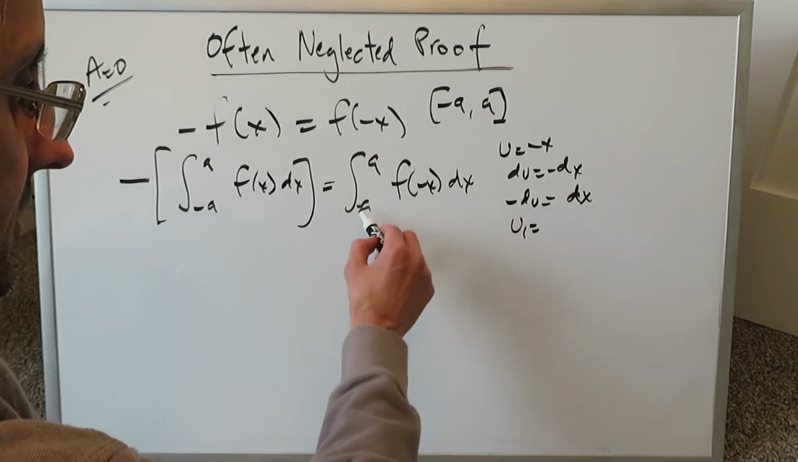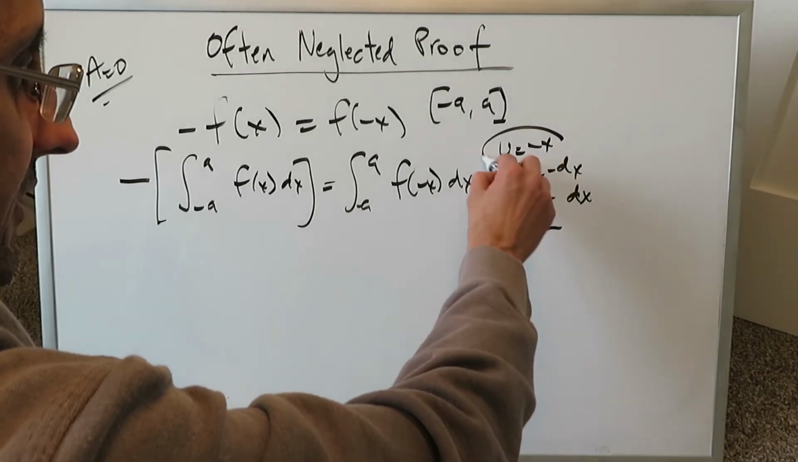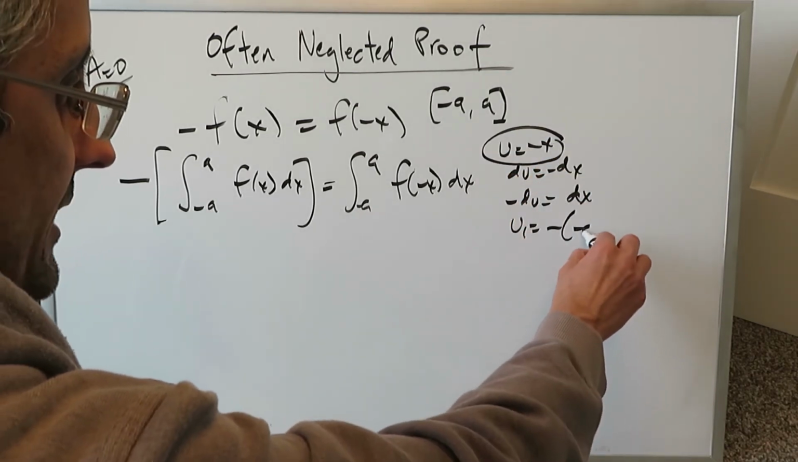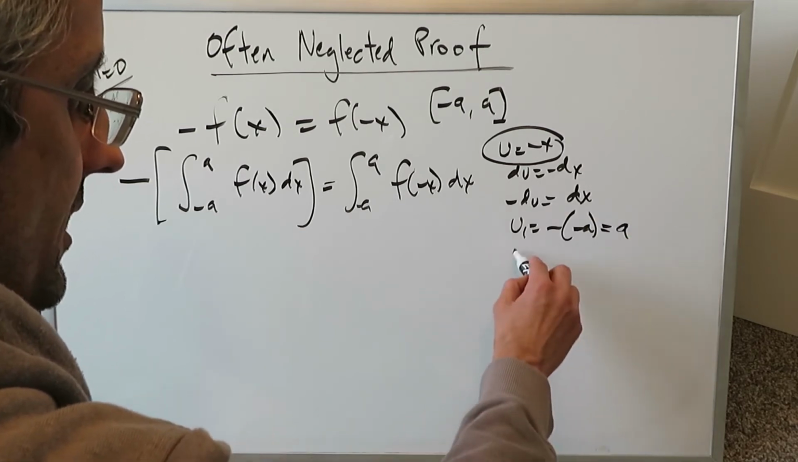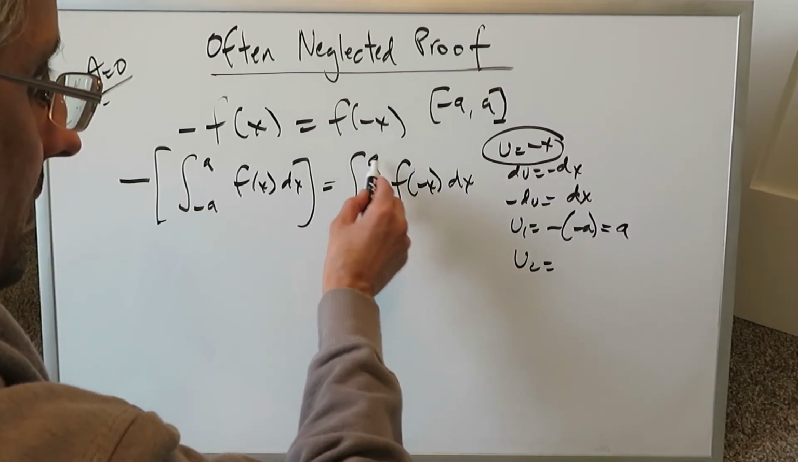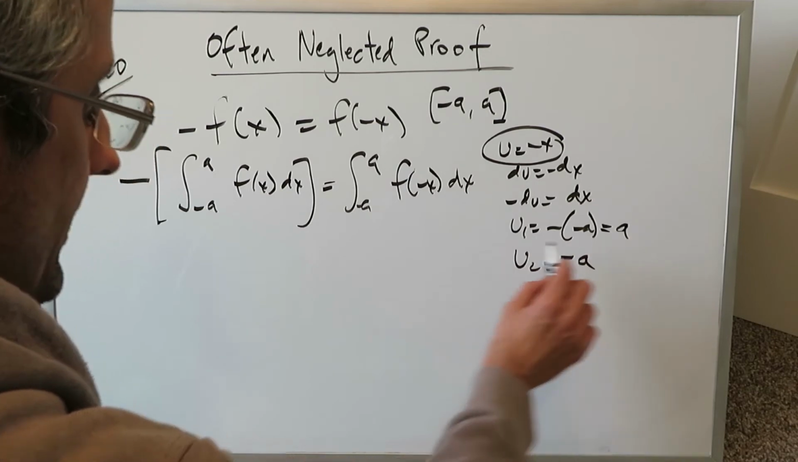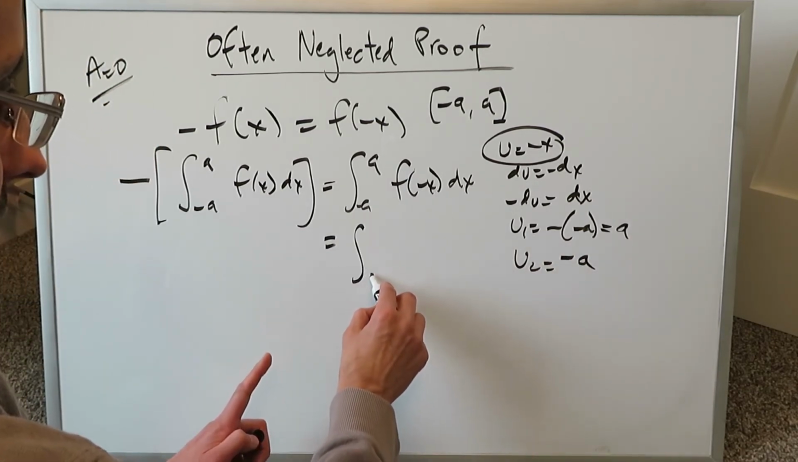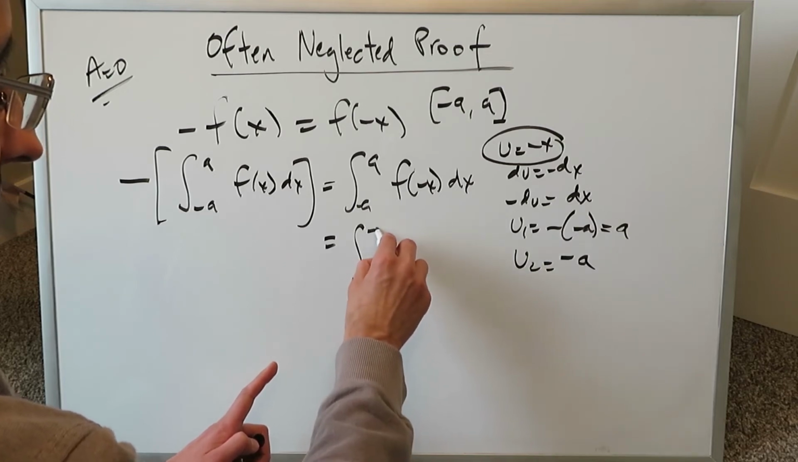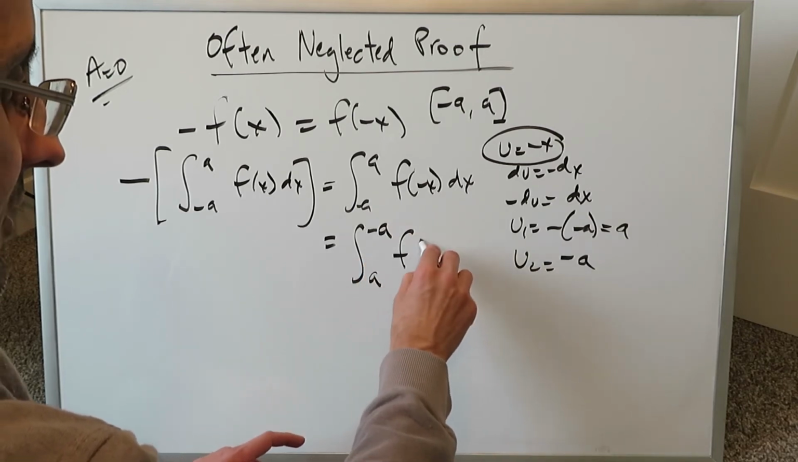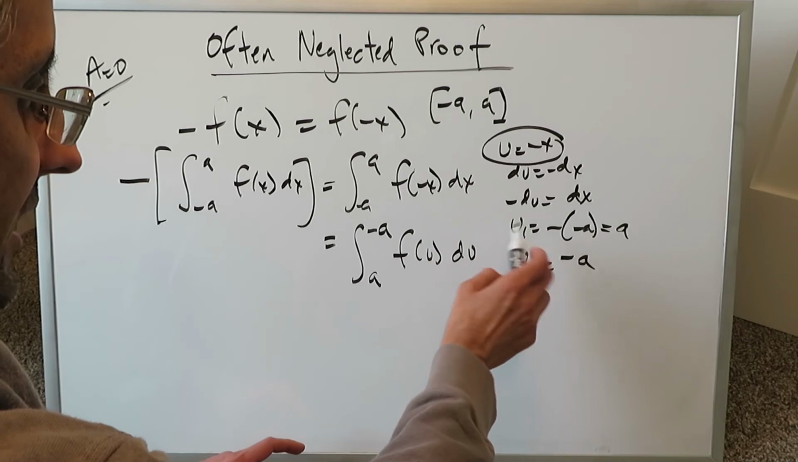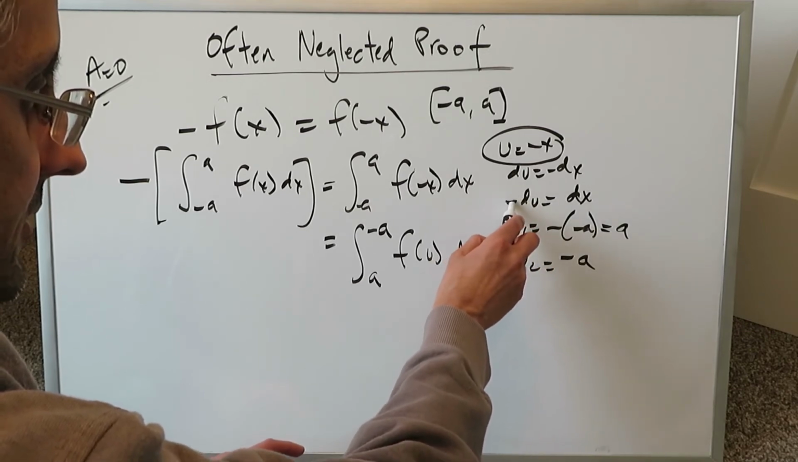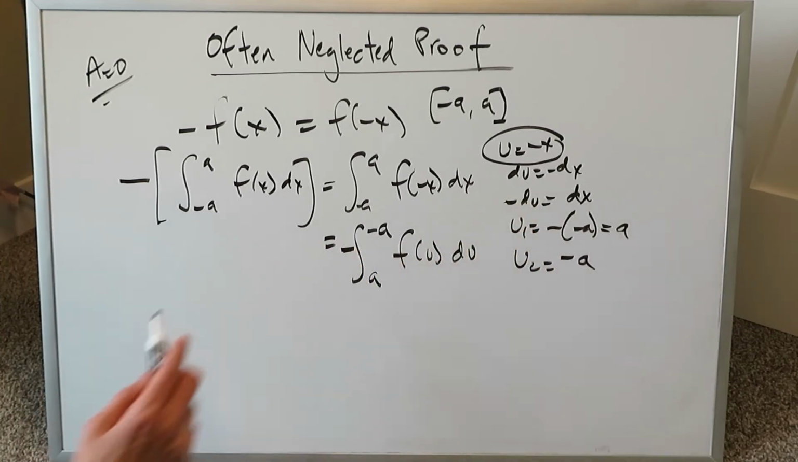u1 is equal to minus minus a, which makes it positive a. u2, you feed this upper value right in here, you get minus a. This becomes a lower limit of positive a and an upper limit of minus a. You have f of u du, but I haven't forgotten about this minus right here. We can bring that right out here.